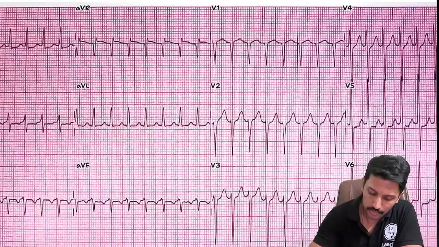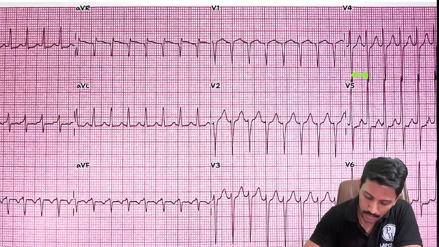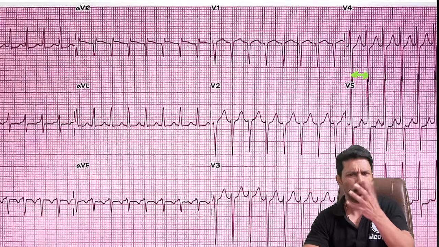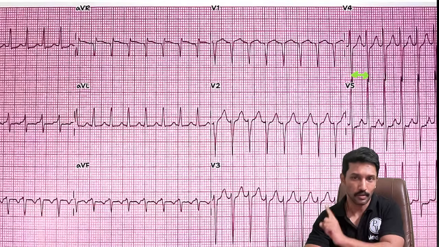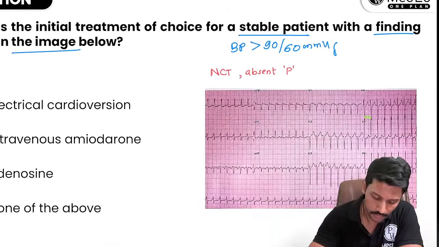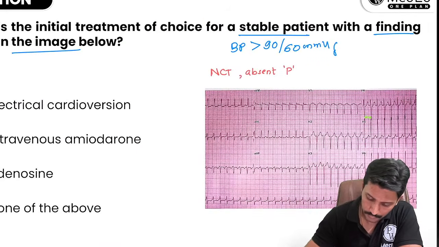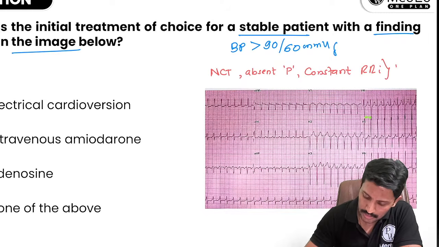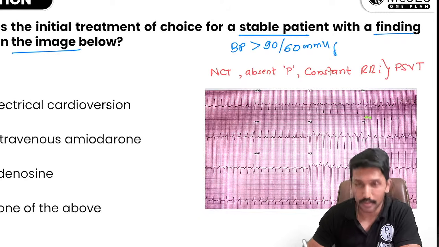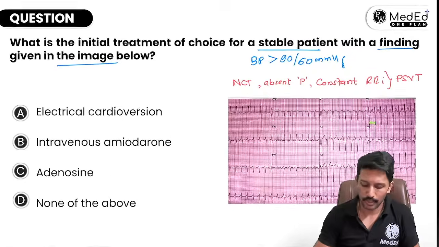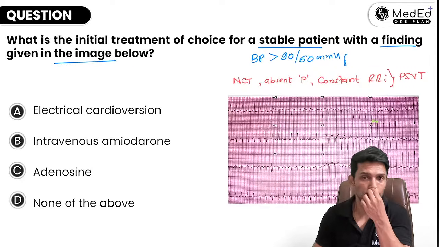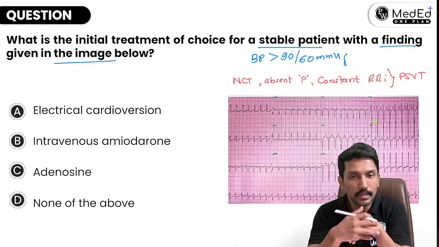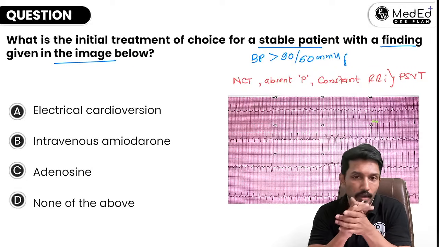And for differentiation, we have to look at the RR interval, whether it is constant or varying. So at one quick look, we know that it is constant. It is not varying. So we have a constant RR interval. That makes the diagnosis PSVT. If it was varying, it becomes AFib. Now we can answer this question. What's the drug of choice for PSVT? The drug of choice is adenosine.